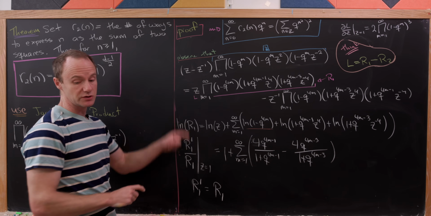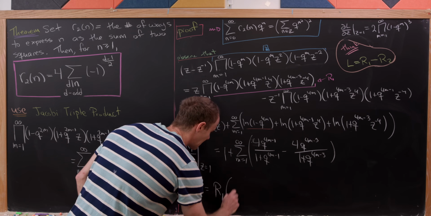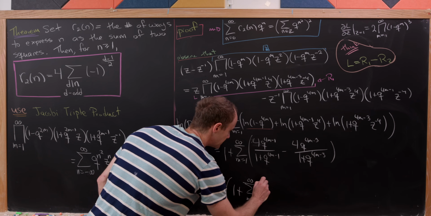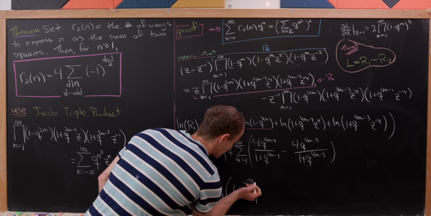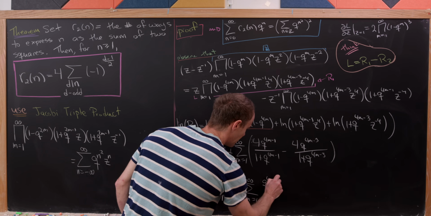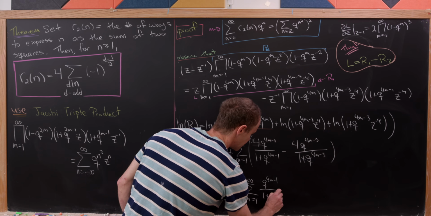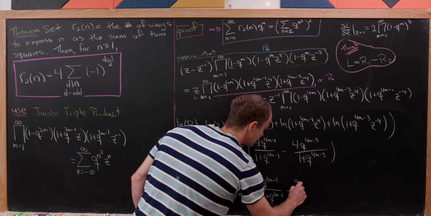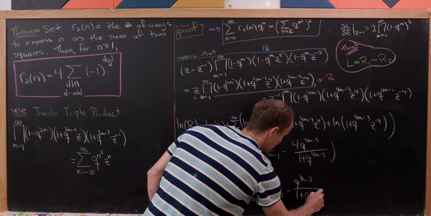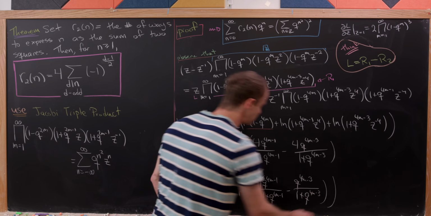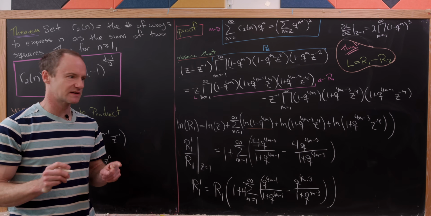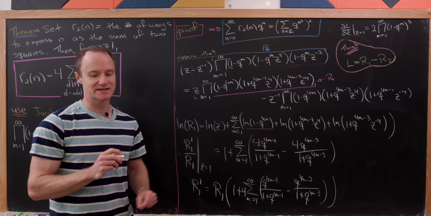right here that includes the z, and then times 1 plus our sum as m goes from 1 to infinity of 4, which I guess I can factor out of the whole thing. And then we've got q to the 4m minus 1 over 1 plus q to the 4m minus 1 minus q to the 4m minus 3 over 1 plus q to the 4m minus 3. Okay, nice. And now you can do something very, very similar for R2, so I'll leave that to you.